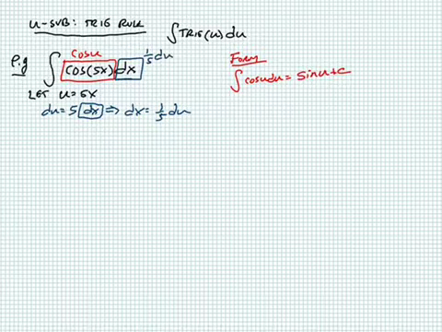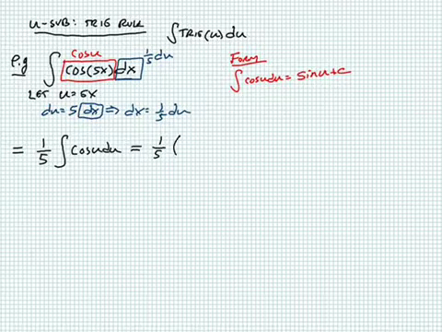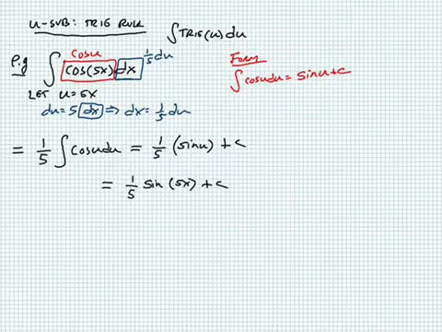Okay, so I'm going to rewrite the antiderivative in terms of u, and I'm going to bring that 1/5 out front, because you can always pull constants out front. So I've got 1/5 the antiderivative of cosine of u du. And now I just integrate with respect to u. So I've got 1/5, and then the antiderivative of cosine of u, as we know, is sine of u plus c. And then the last piece is to put my u back in. So this is 1/5 sine of 5x plus c.